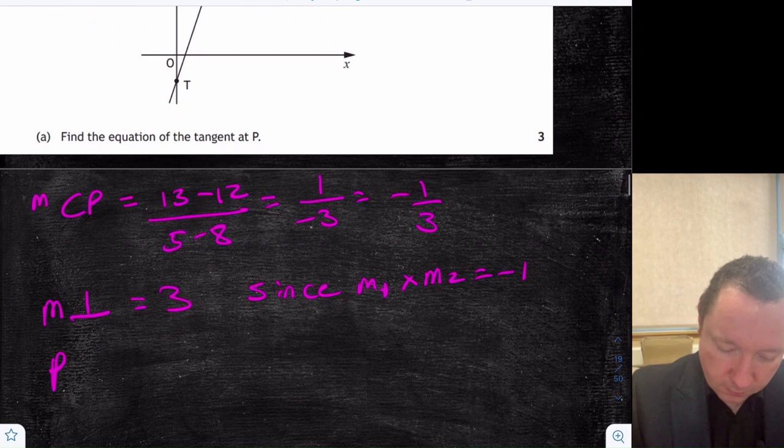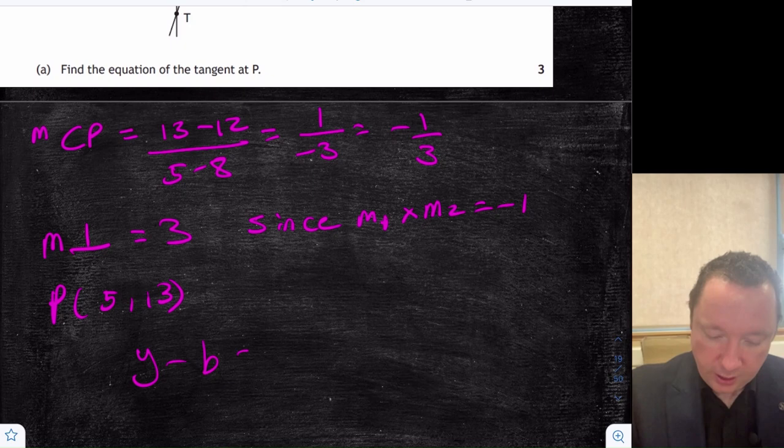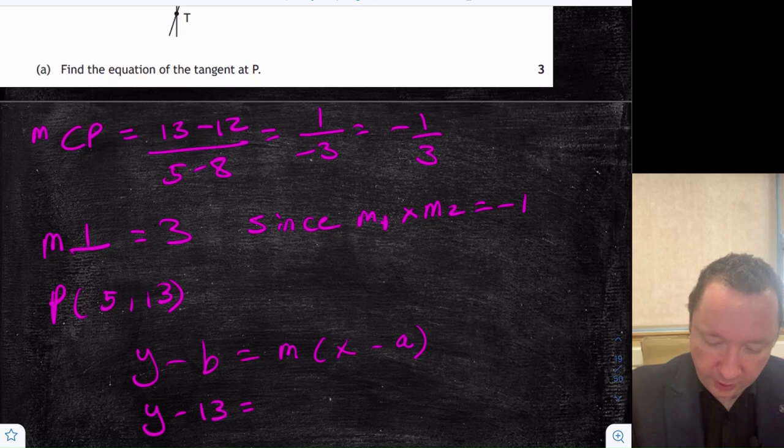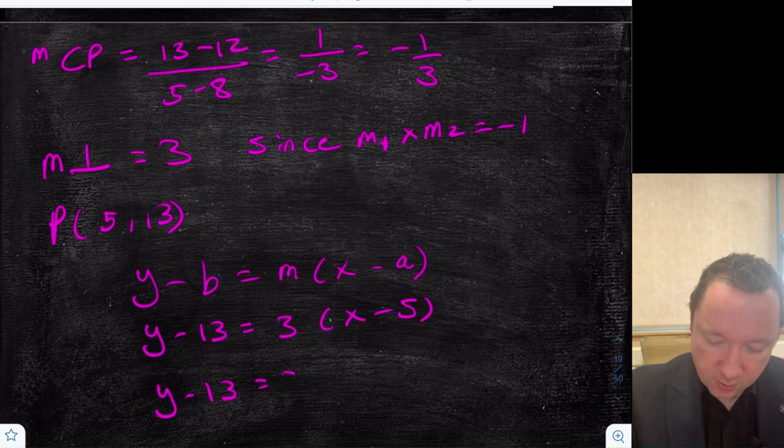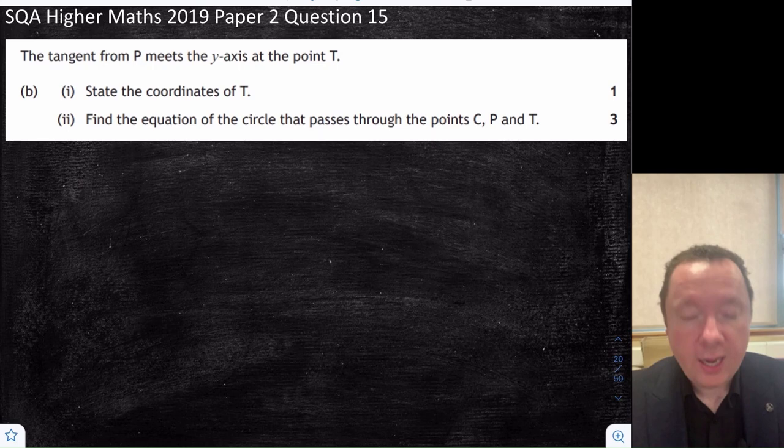So it's just now straight line work. y minus b equals m(x minus a). So y minus 13 equals 3(x minus 5). y minus 13 is 3x minus 15, so y equals 3x minus 2. And we're done there.